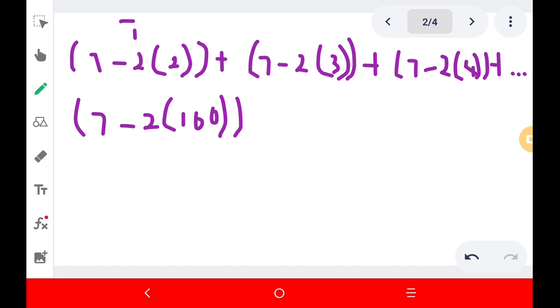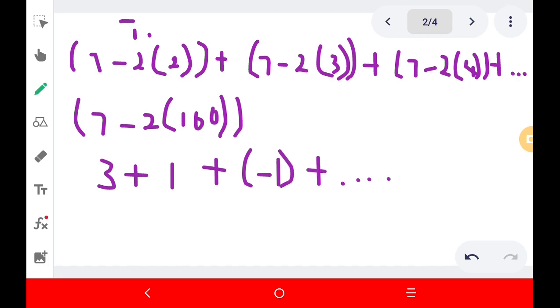Now, to get our term number 1, it's 7, 2 multiplied by 2 is 4. 7 minus 4 gives us a 3, plus we have a 7, 2 multiplied by 3 is 6, 7 minus 6, we have 1, plus we have 2 multiplied by 4, which is 8. 7 minus 8 gives us minus 1, plus, and then we have our last term, which is 7 minus 2 multiplied by 100, which is 7 minus 200, and that is minus 193.